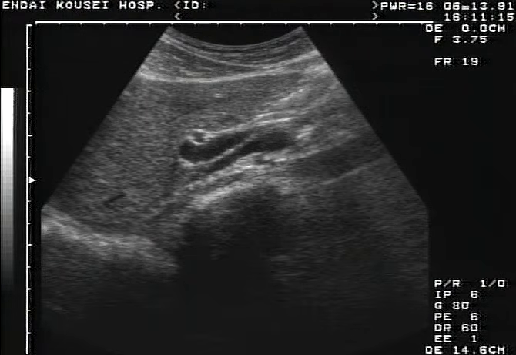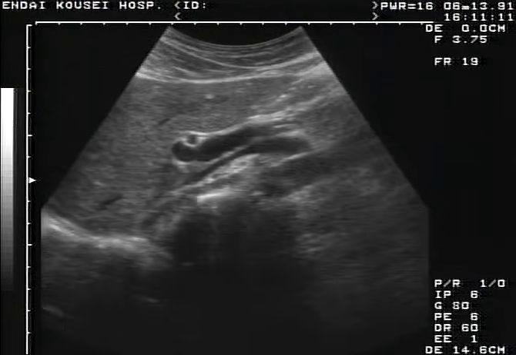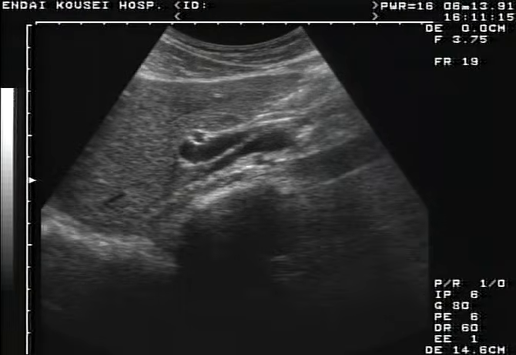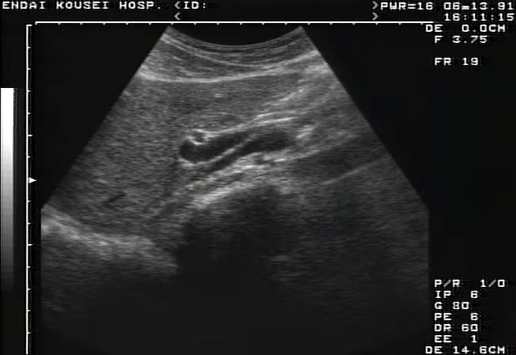Check if the trunk of the portal vein or the extrahepatic bile duct is dilated. If dilatation is detected, check for tumors or a strong echo area. The portal vein is normally 15 millimeters in diameter, the superior bile duct 8 millimeters, and the inferior bile duct 9 millimeters. If the diameters exceed these values, dilatation is suspected.